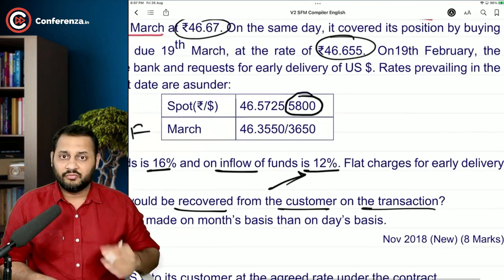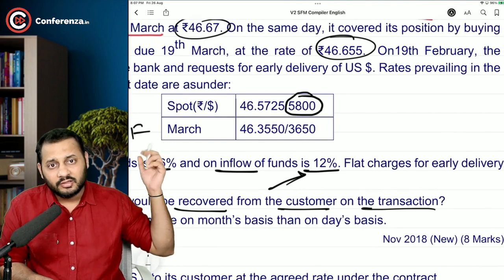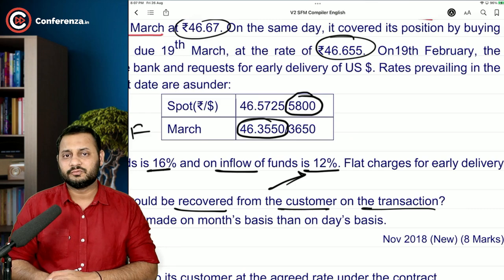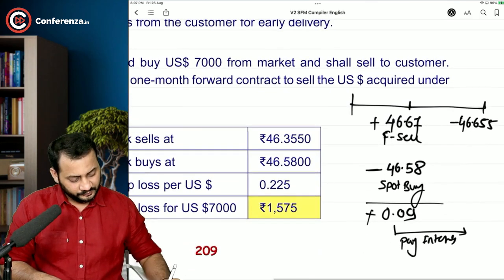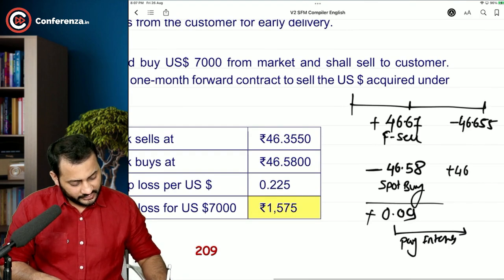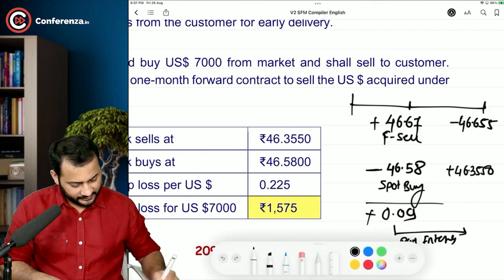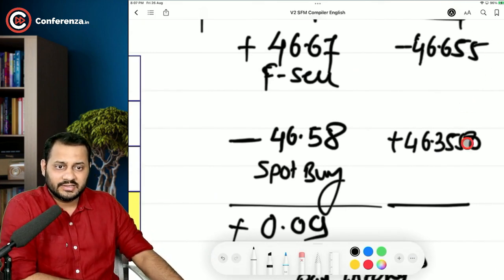So we want to sell it to the other bank. The other bank will buy it. The 1 month forward buying rate for the other bank will become the selling rate for us: 46.3550. And you can clearly see that we are incurring a loss in this case. We are buying at a higher rate and selling at a lower rate.